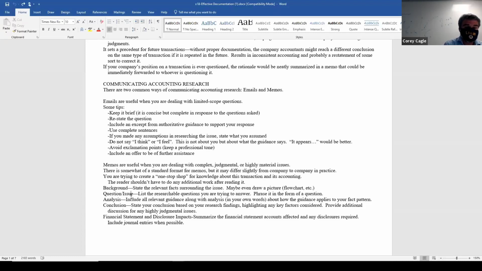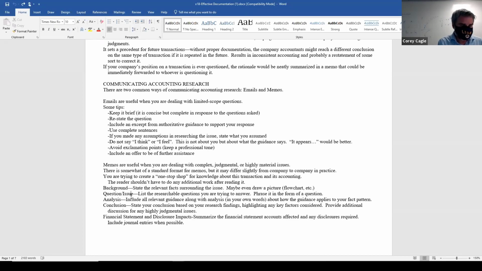If you made any assumptions in research of the issue, state what you assumed. A lot of people did that. That's good. Don't say I think or I feel. I did see a lot of that. It kind of, you don't trust them as much. I think this. I feel like this is the case.